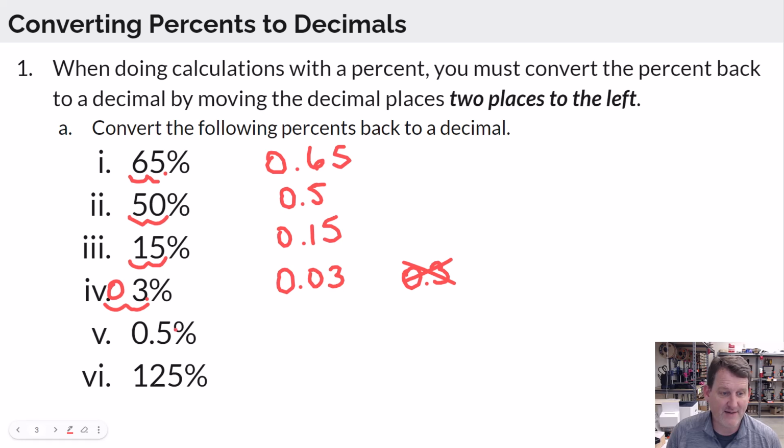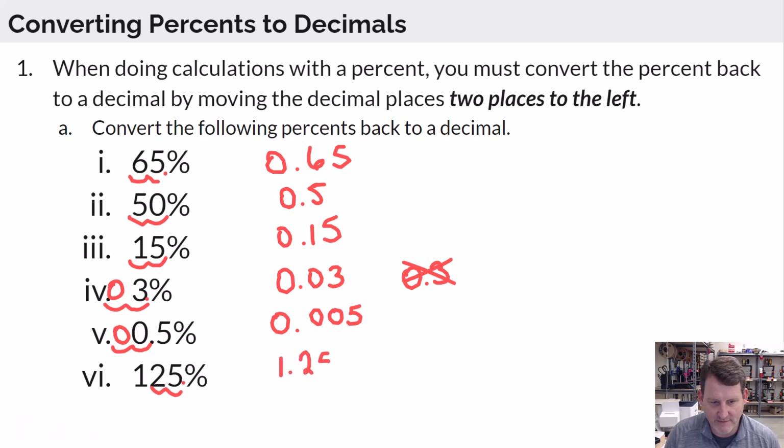This one's 0.5, so 0.5%. So this number's got to go back this one and one more. So I got to throw another 0 in there. So I'm going to get 0.005, and that's the real number now. That's a crazy small decimal number. I love that one. 125%, decimal place is here. We're going to go back 1, 2, and it's going to be 1.25. So 125% is the same thing as 1.25. They are the exact same number. It's just one is converted to a percent, so it looks nicer than the other.